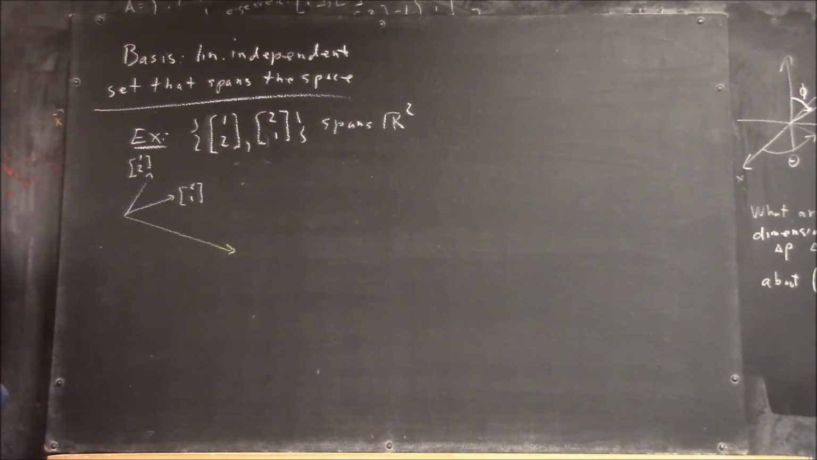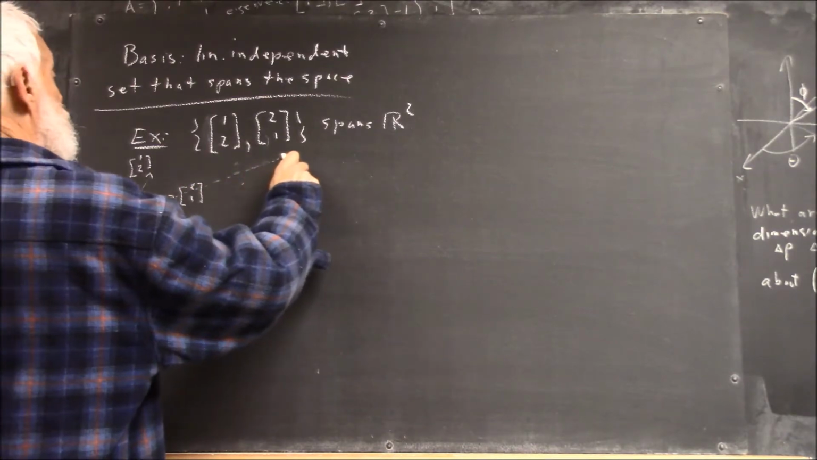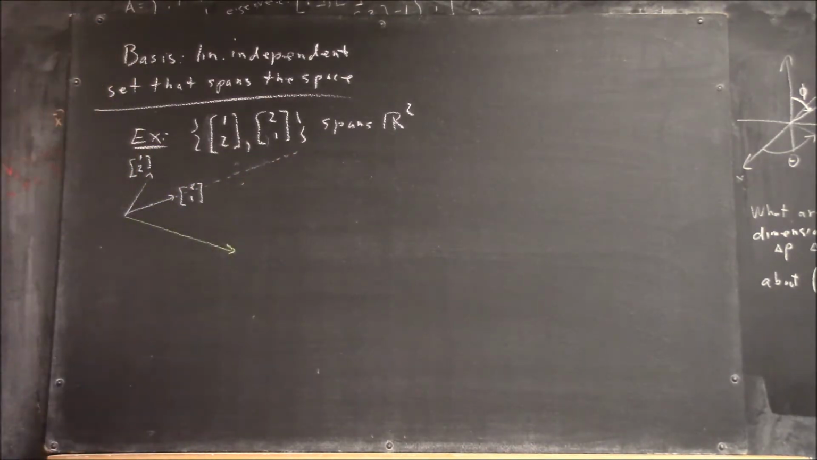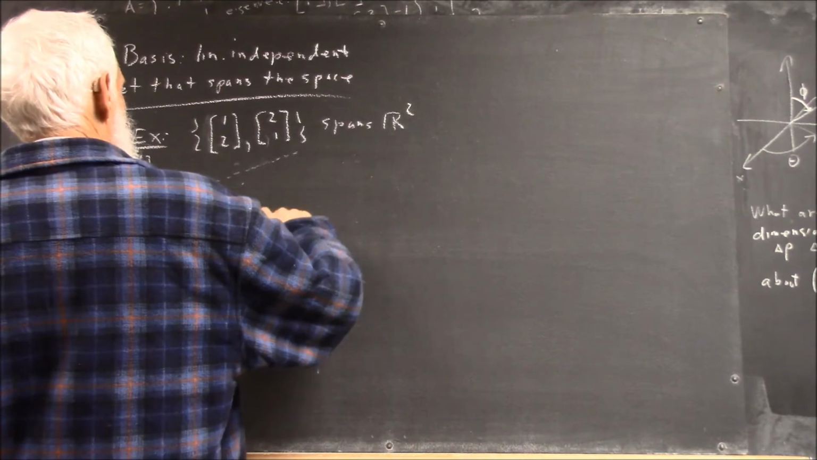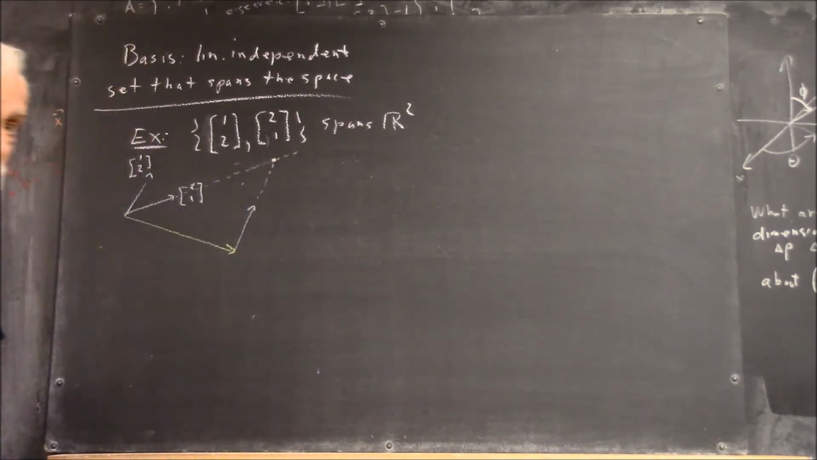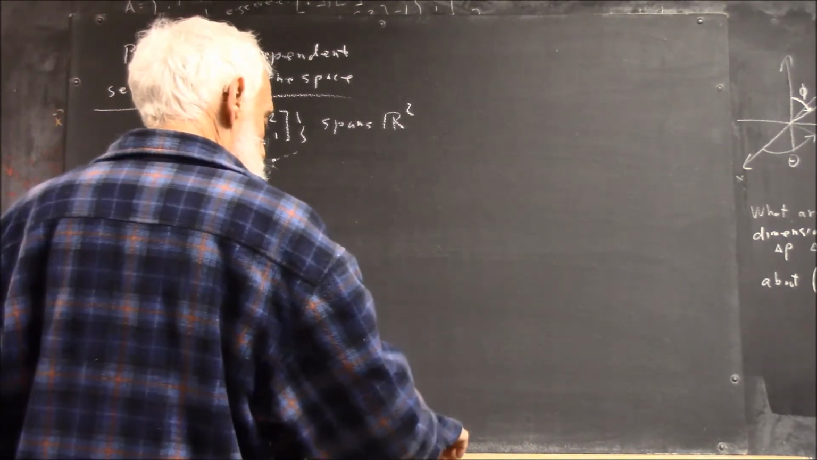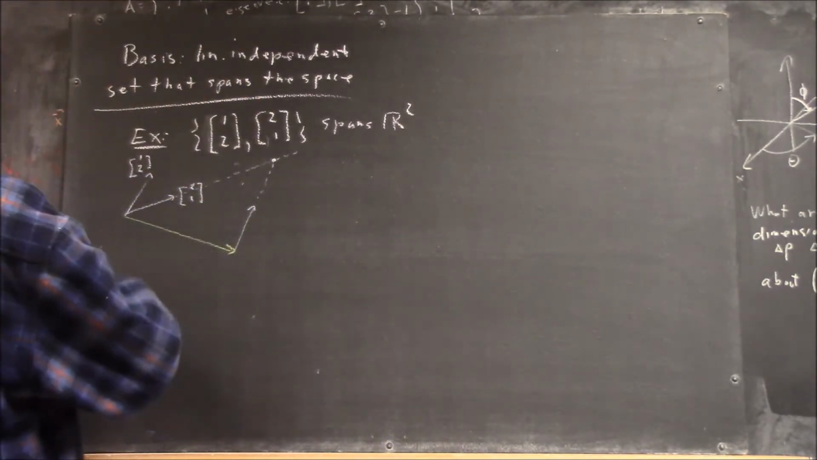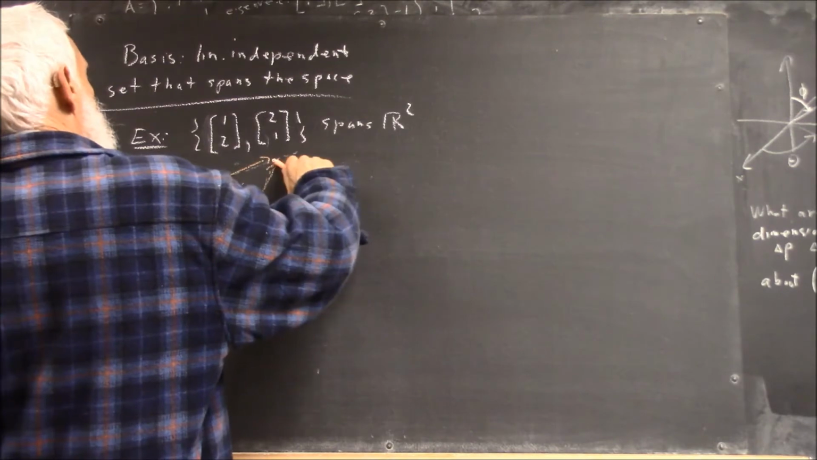So if I want this vector, what do I do? Well, I move along this vector. I'm just going to do this quickly because we've done it. Until I'm at a point where a vector in this direction intersects that line. Then I have two multiples. I have this vector and this vector, right?